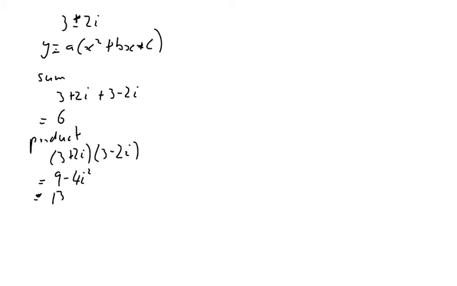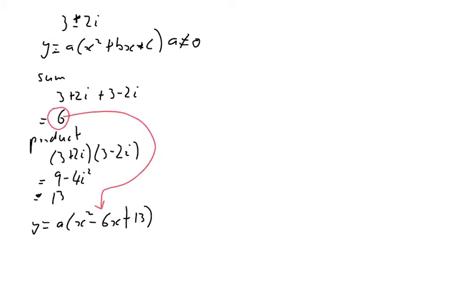So our quadratic is y equals a. Now, just remember, a cannot equal 0, because if a equals 0, then the quadratic doesn't exist. So it's a, open bracket, x squared minus 6x plus 13. All right, so if you look here, the sum goes there, and the product goes here.